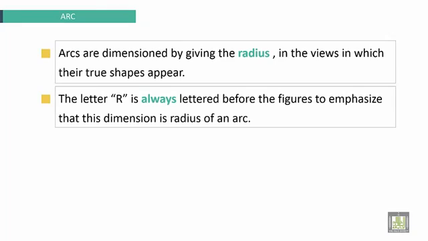Arcs are dimensioned by giving the radius in the views in which their true shape appears. The letter R is always lettered before the figures to emphasize that this dimension is the radius of an arc. Here, for example, this is the dimension line R200. That means the radius of this arc is 200 millimeters.